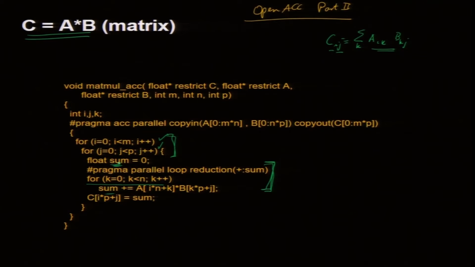The sum is initialized to 0. Then this sum is done in parallel, avoiding the race condition, because I used this reduction plus colon sum. So, sum will be the sum for given ij, and then I copy that to C. Now, what is this stuff i star p plus j? Why am I doing it?